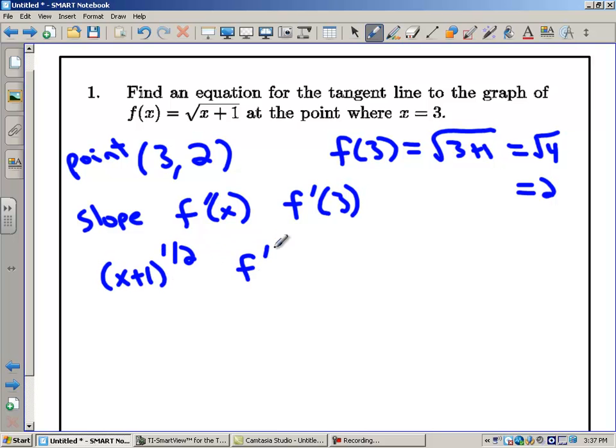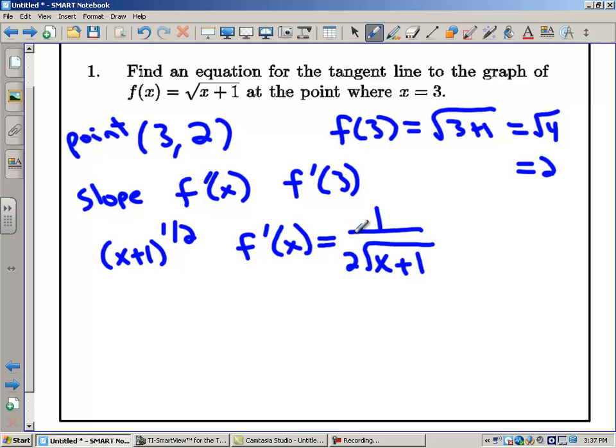So what do you think f prime of x is? Well, if you know the shortcut, this is 1 over 2 square roots of x plus 1. If you don't know the shortcut, well, you better learn it quick. Alright, so there's f prime of x, and so we want f prime at 3. f prime at 3 equals 1 over 2 square roots of 4, which is 1/4.